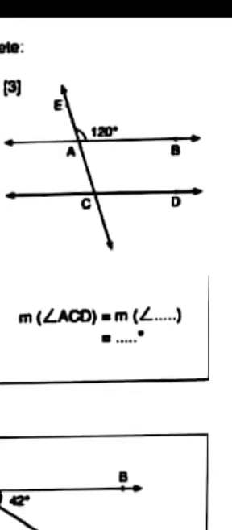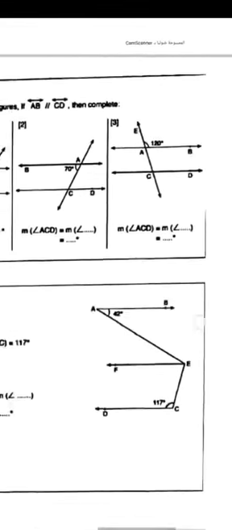Third, angle EAB measures 120 degrees, and he wants the angle ACD. We find that angle EAB and angle ECD make a flipped F, okay? And the F letter is called corresponding angles, and the two corresponding angles are equal in measure. Then the measure of angle ACD equals the measure of angle EAB, equal to 120 degrees. Okay, next.